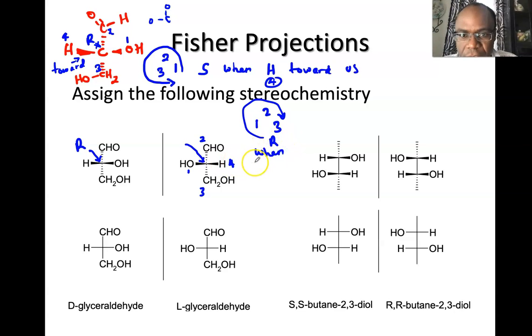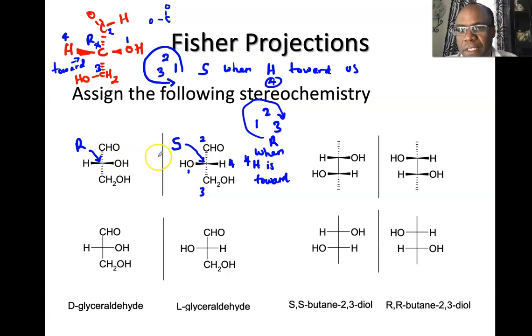It's R when H, the smallest group, is towards you. How do I know it's towards? Because this bond is a shaded wedge. But the true assignment should be given when the smallest group is away. So you just switch the R to an S, which would be truly your answer.